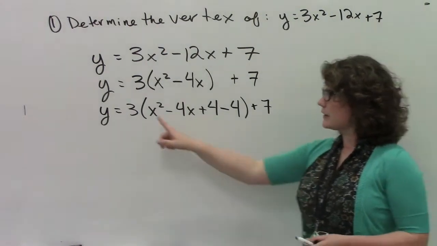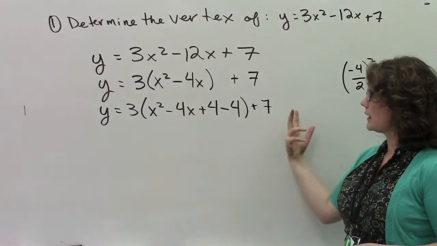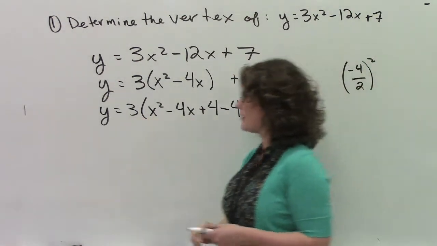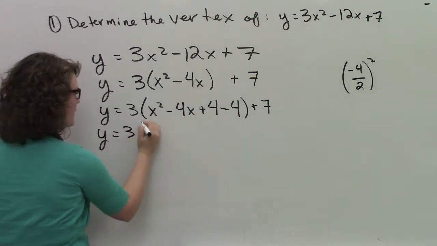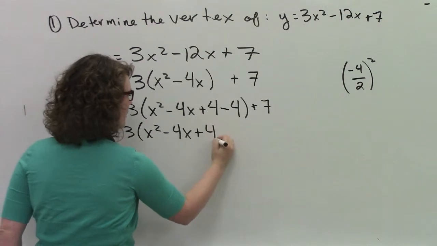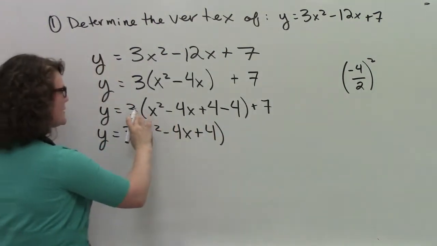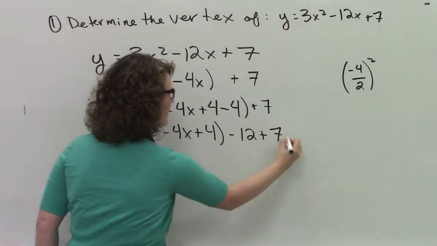Now the tricky thing about this is we need to multiply this 4. If we want to get it out, we need to multiply that 4 by 3. So I'm just going to go like this. y equals 3 times x squared minus 4x plus 4. Now, minus 3 times 4, minus 12, plus 7.